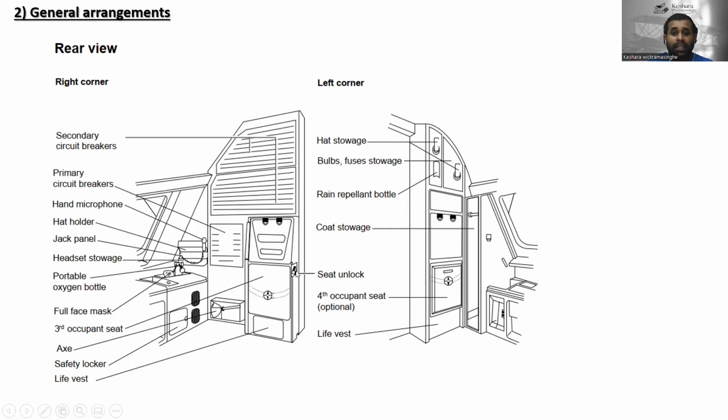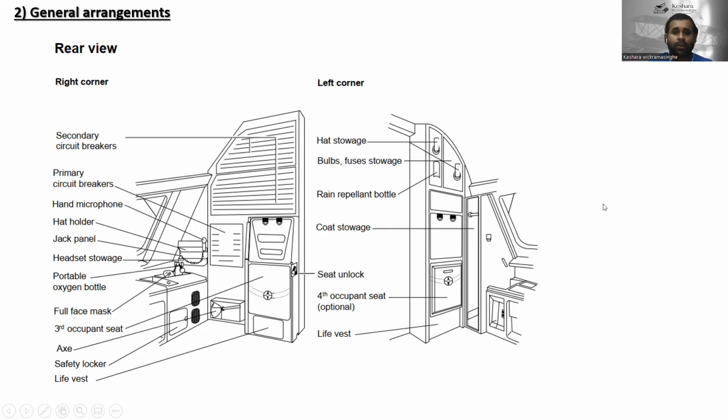And here is the seat unlock. This one is used to unlock the seat, and this is the coat storage. And this is the rain repellent bottle. In later modules, I will teach you about the rain repellent and how the system works. And here is the bulbs and fuses storage over there, and this is the hat storage. So this is the left side, and this is the right side.